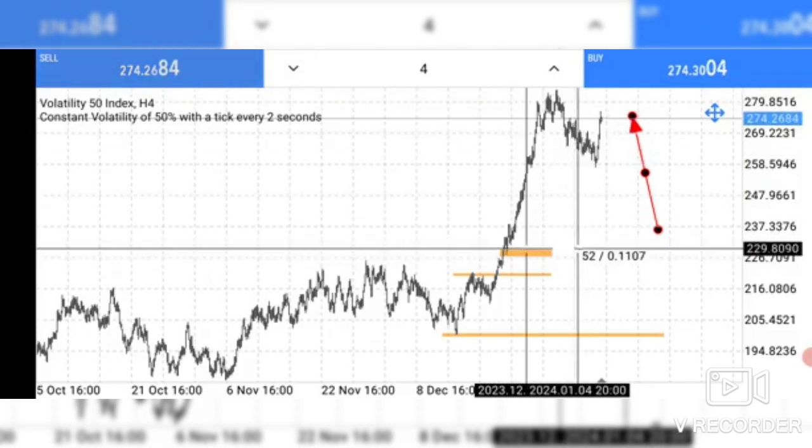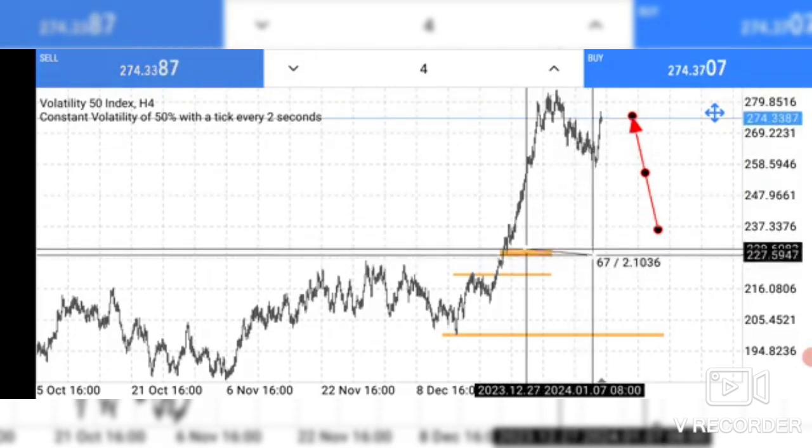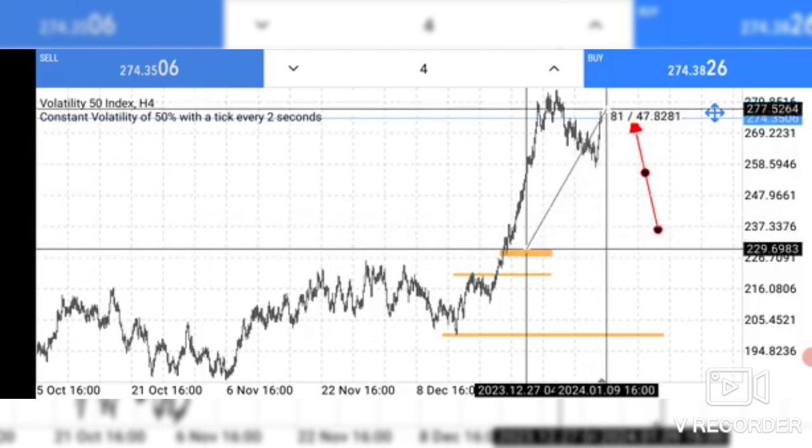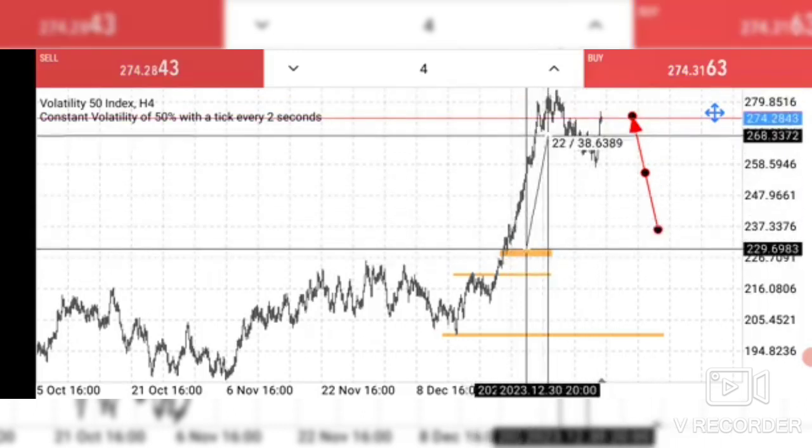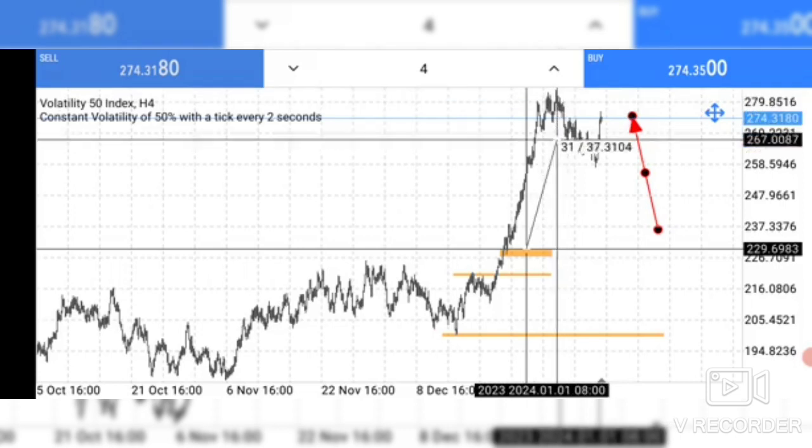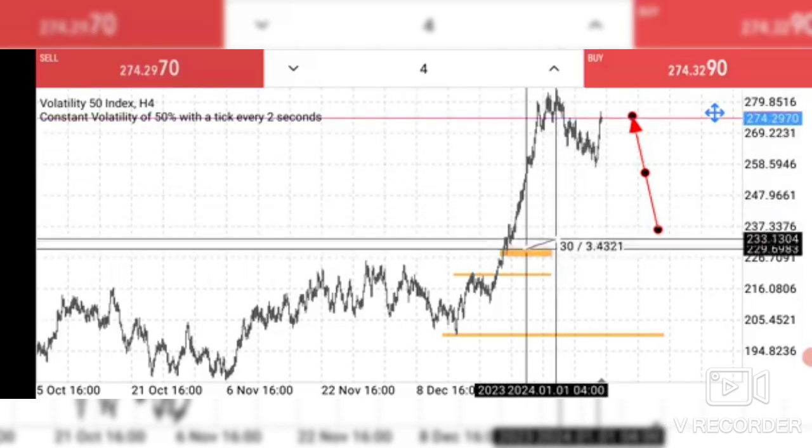Now, if you maintain the risk reward of 1:7, then your return on investment is ×8. Okay. Now go and do the math.